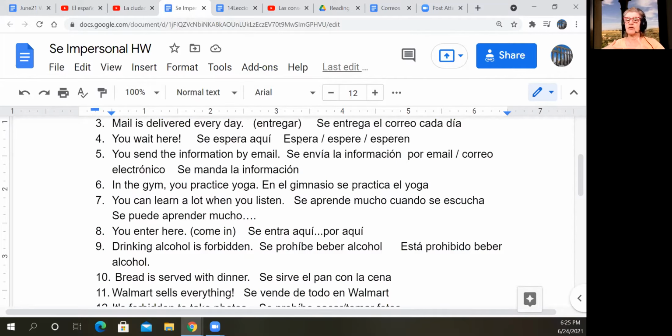Se espera aquí just makes it very impersonal, meaning you wait here, or if John Doe strolls along, any old person waits here. This is the place. This is the place for everybody. That is expressed with the idea of se espera aquí. It makes it you in the most general sense of the word you, meaning any person.